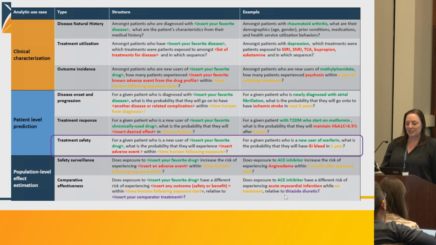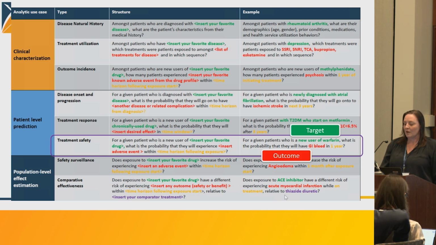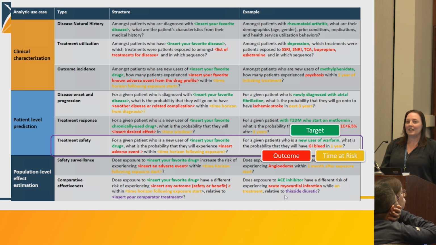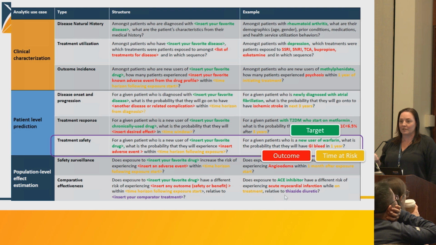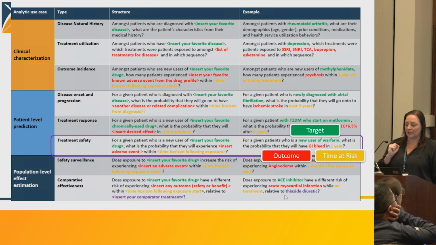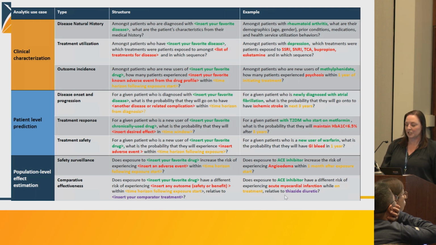So patient-level prediction: we might want to ask about new users of warfarin. For a given patient population who start taking warfarin, what is the probability that they'll have a GI bleed? Now we need to incorporate this idea of time at risk. When will that risk occur? In this case, we've got 1 year. So start warfarin, what's the probability you'll get a GI bleed in a year? That's an example of a question in patient-level prediction.